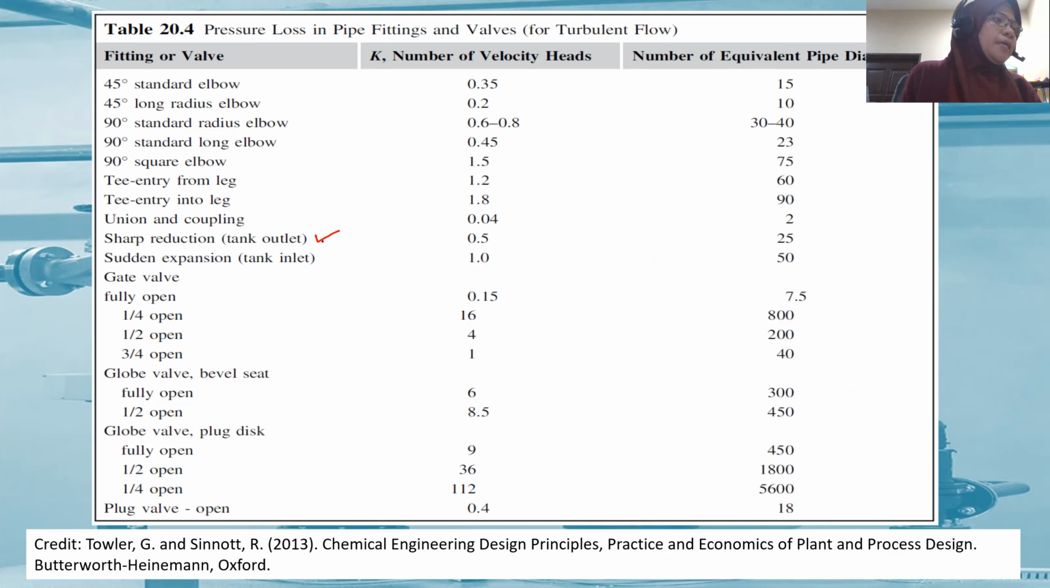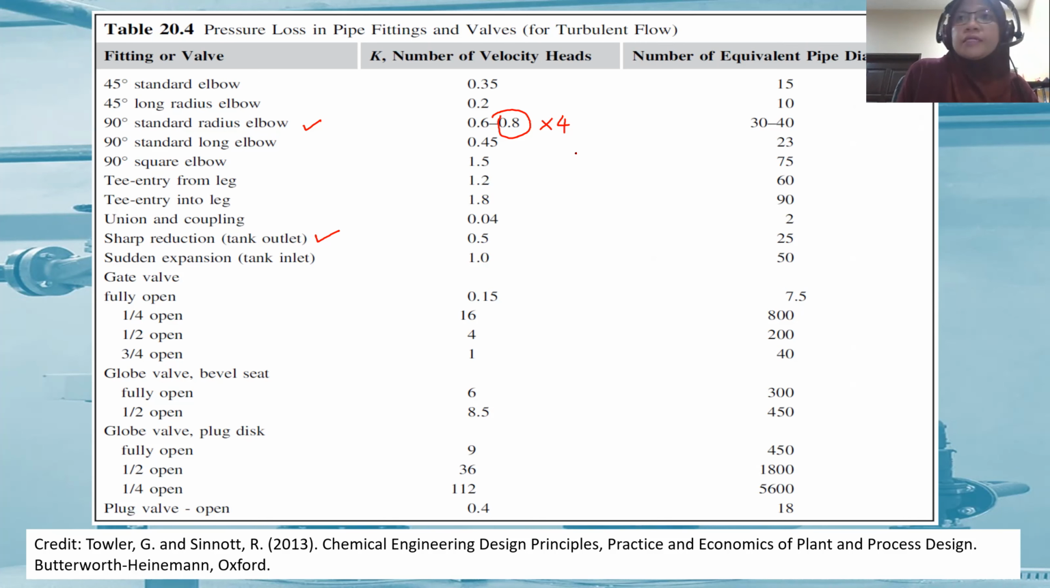And then elbows. They have standard elbows. Where are the standard elbows? I think this is the standard elbow, the 90-degree standard elbow. So I'm going to use the high range, and this needs to be multiplied by 4 because it says there are 4 standard elbows.